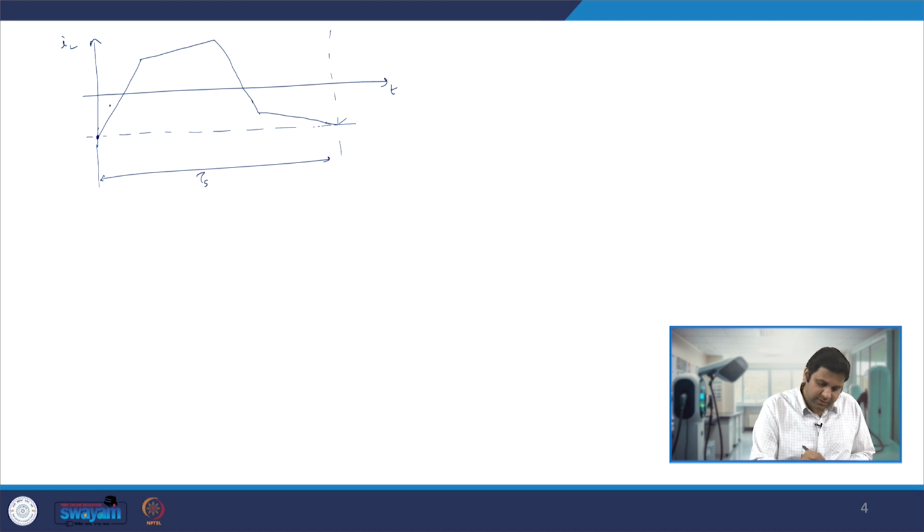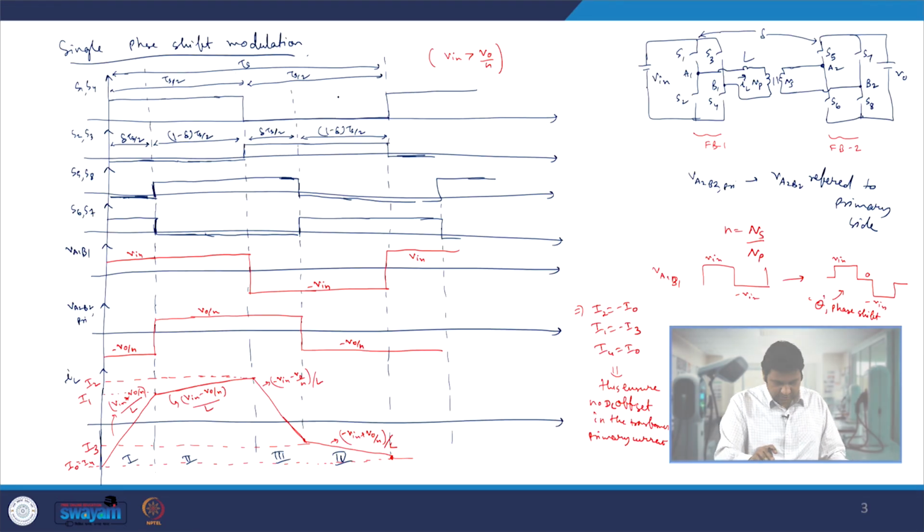In that Ts duration, this slope is given by (Vin + Vo/n). This slope was giving (Vin - Vo/n). This slope was giving (-Vin - Vo/n). Obviously everything will be divided by L, and this one will be (-Vin + Vo/n) divided by L.